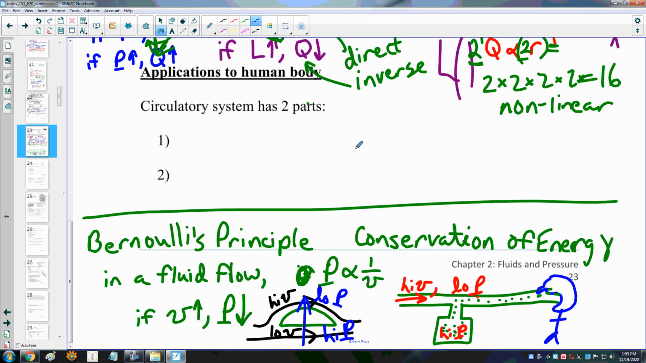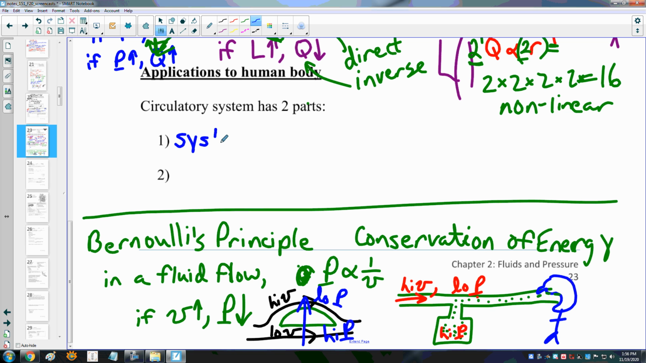There's some information I just want you to be able to give back to me, like the chambers of the heart and the fluid flow and the eye and just the different fluids that are at work. But I also want you to understand how these principles are being applied within the human body. So the circulatory system has two parts. This is probably something that you know.